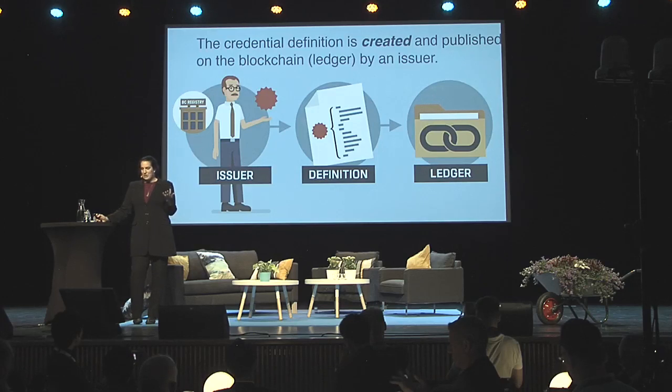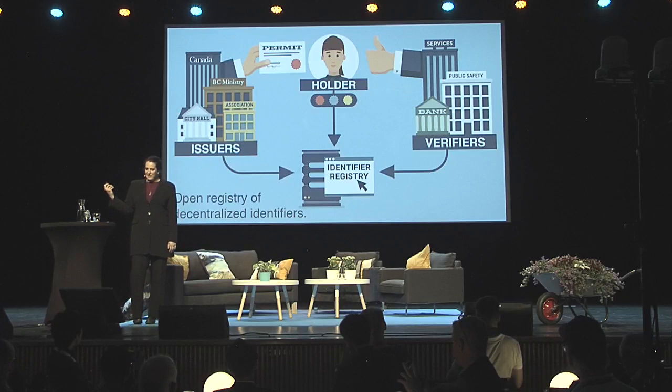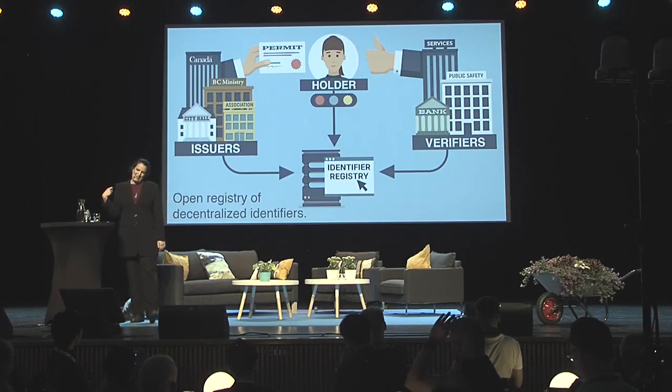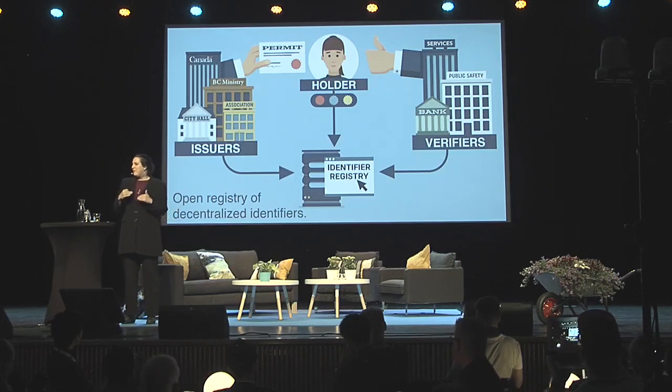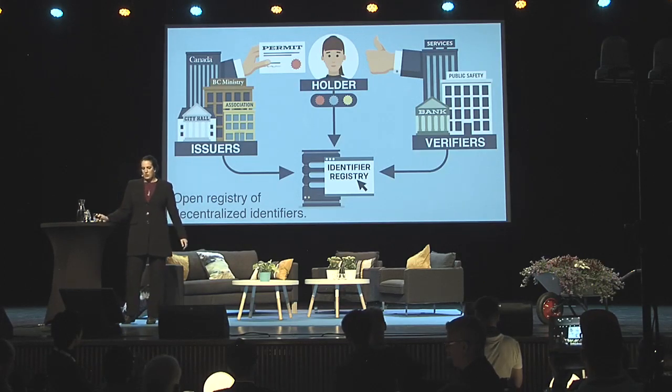The issuer defines a credential, posts it to the ledger, and is able to issue the credentials to Mary. And this is a fancier version of the diagram I had earlier, right? The issuer, the holder, the verifier, and the identifier registry, that's where the DIDs are stored.